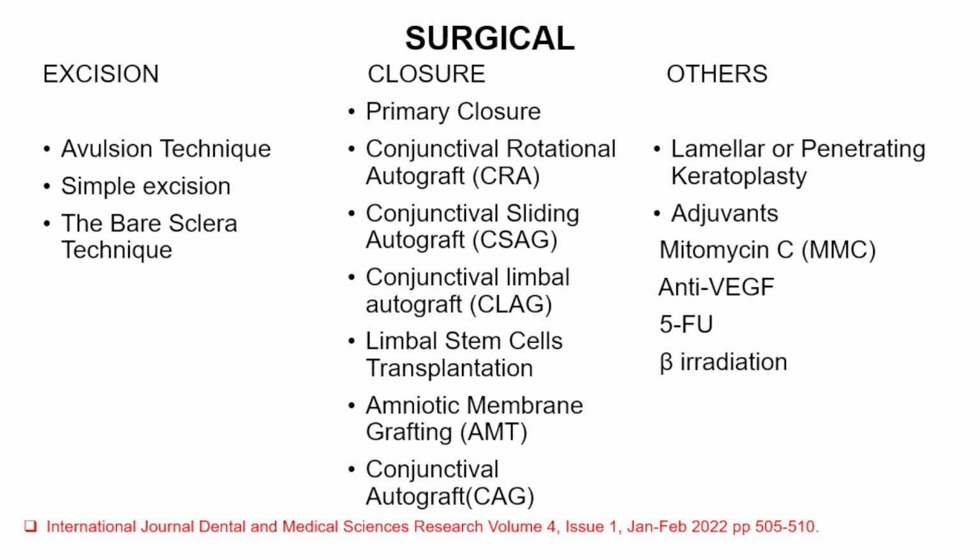Under surgical management, there are different procedures: excision procedures, closure procedures, and others. In excision procedure, we simply remove the pterygium if it is small, or sometimes simple excision will suffice. Bare sclera technique, I will be describing each in the future slides. And closure techniques: primary closure, conjunctival rotational autograft, conjunctival sliding autograft, conjunctival limbal autograft, limbal stem cell transplantation, amniotic membrane grafting, and conjunctival autograft. Others like lamellar or penetrating keratoplasty, and the use of adjuvants in pterygium surgery.